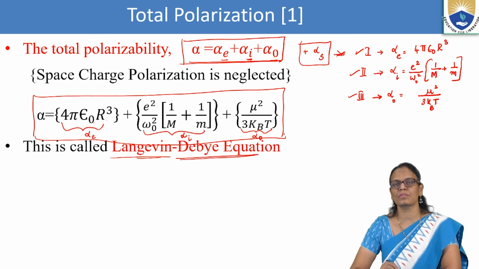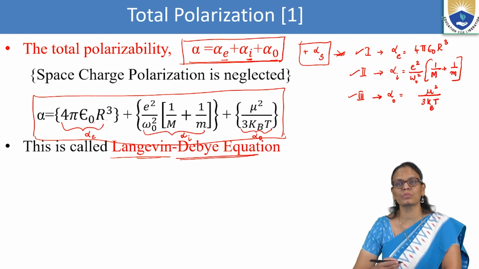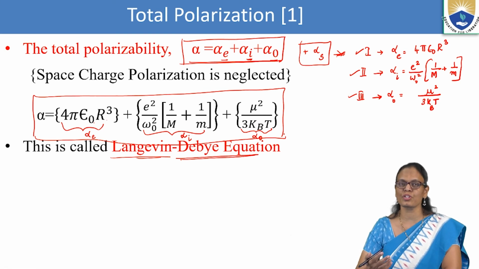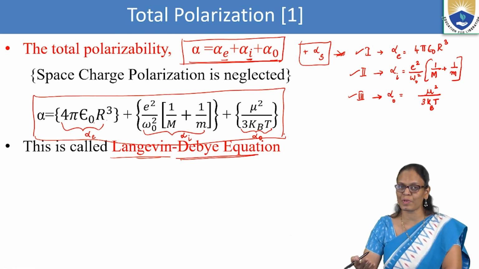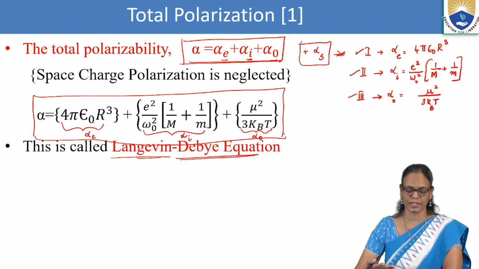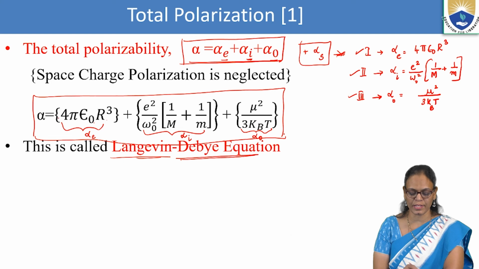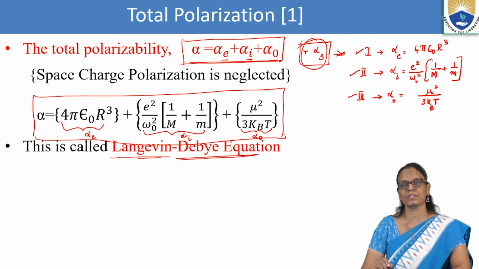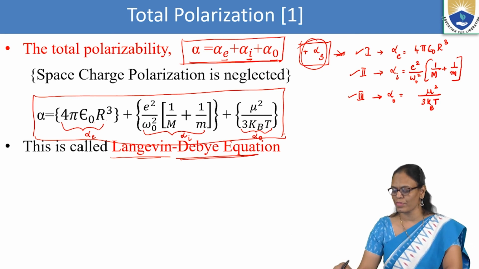Sometimes you may be asked to directly derive the Langevin-Debye equation. Then we have to do it step by step. What are the contributions to the polarization due to all the four? Derive expressions separately, substitute, and then we get the total polarization or the total polarizability as alpha due to all the four, where we are neglecting this alpha S, that is the space charge polarization.